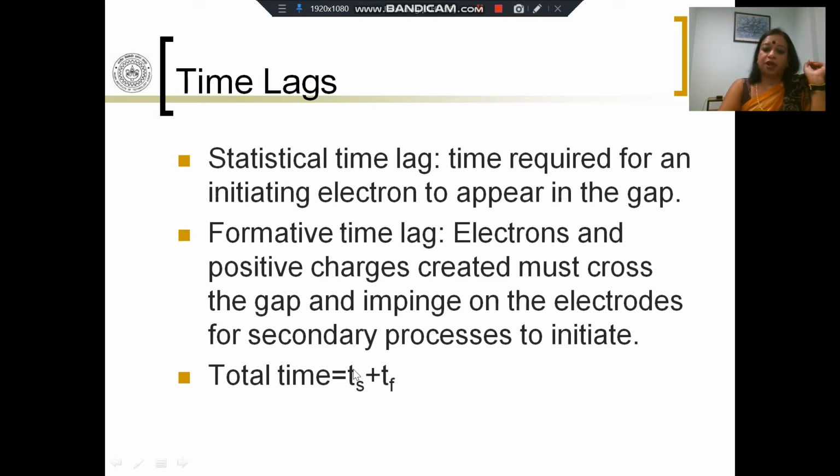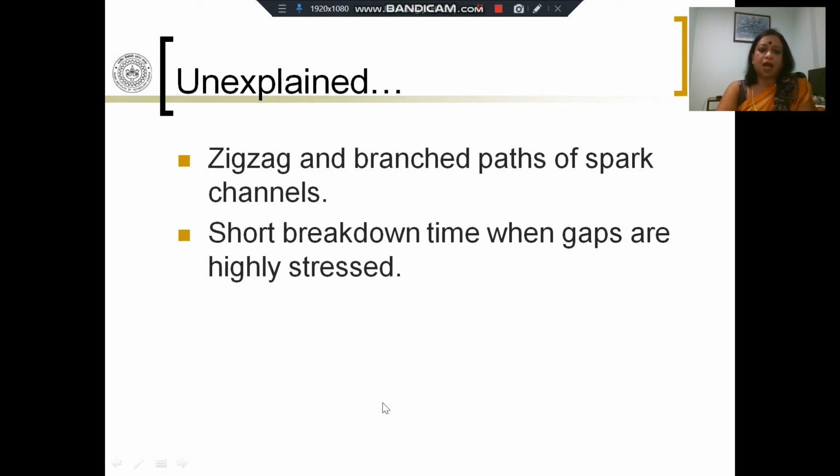So therefore, we can imagine that with a non-zero value of Ts and Tf, there will be a time lag involved in Townsend's breakdown mechanism. However, when we actually look at breakdown happening in practice, we find that very often breakdown takes place at a much shorter time than can be explained by the Townsend's mechanism. And something else also happens.